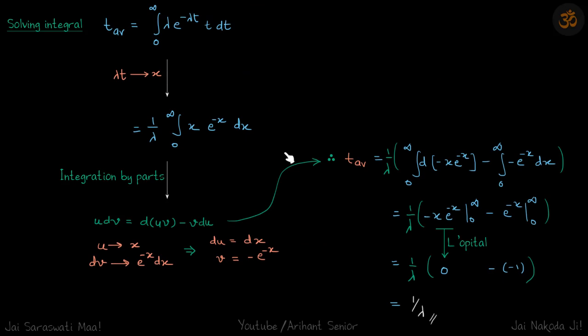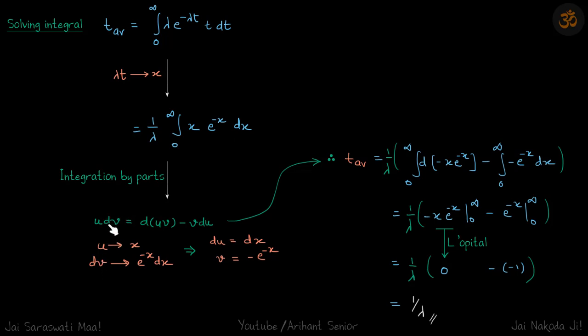Now the integral. We need to solve this integral. T average is the integral from 0 to infinity of lambda t e to the power minus lambda t dt. We'll do a substitution of lambda t as x. So our equation simplifies to 1 by lambda times the integral of x e to the power minus x dx. We will solve this using integration by parts, which is u dv equal to d of uv minus v du. In x e to the power minus x, we'll take u to be x, and e to the power minus x dx to be dv.